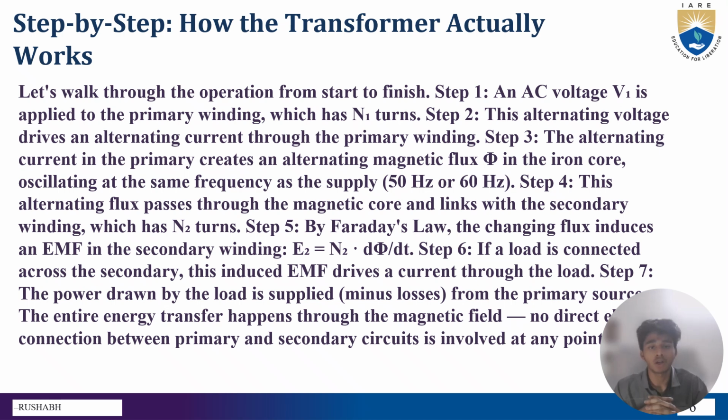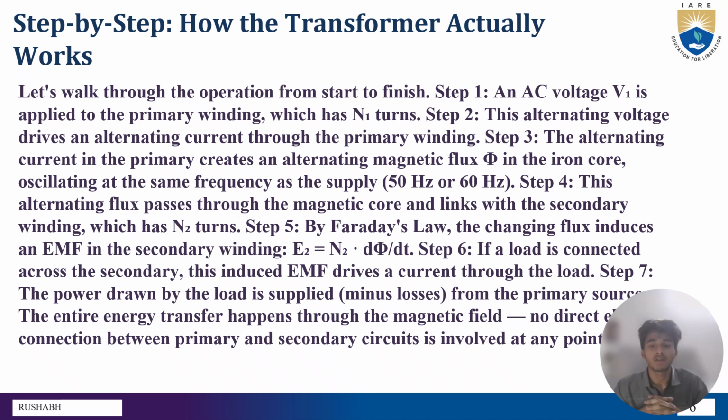Step 3. The alternating current in the primary creates an alternating magnetic flux phi in the iron core, oscillating at the same frequency as the supply, 50 Hz or 60 Hz. Step 4. This alternating flux passes through the magnetic core and links with the secondary winding, which has N2 turns. Step 5. By Faraday's law, the changing flux induces an EMF in the secondary winding. E2 is equal to N2 times d phi by dt.